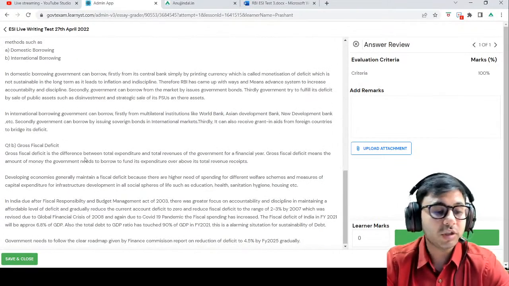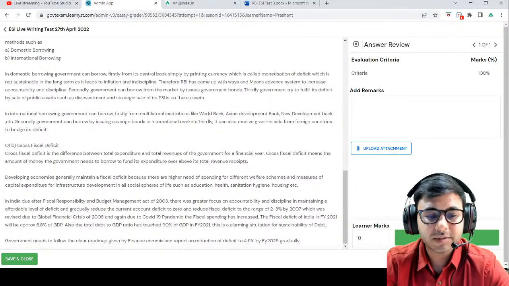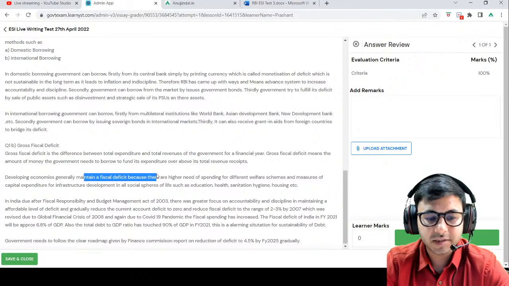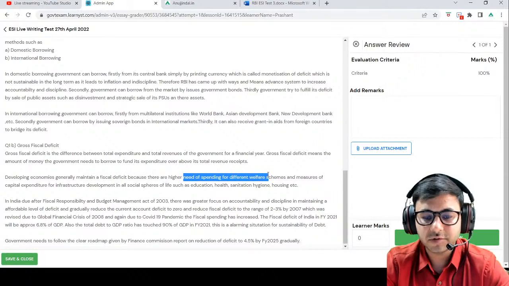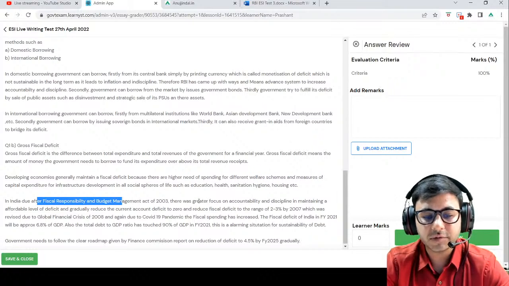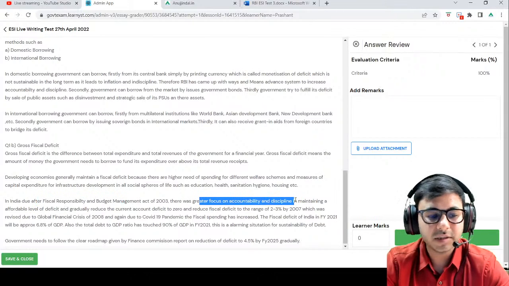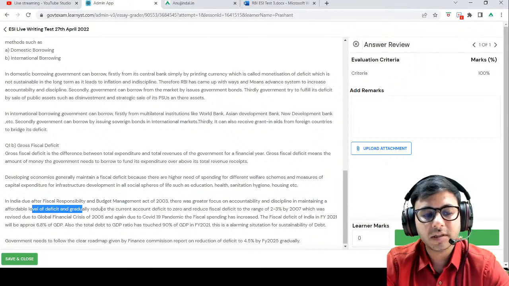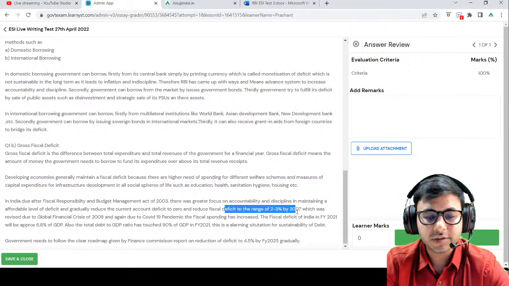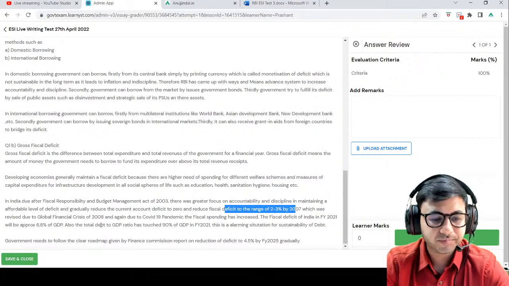ओके, gross fiscal deficit, difference between total expenditure and total revenues, means the amount of money the government needs to borrow and to fund its expenditure. Developing economies generally maintain a fiscal deficit because there are higher needs of spending for different welfare schemes. Perfect. In India, due to FRBM, there was greater focus on accountability and discipline in maintaining an affordable level of deficit and gradually reduce current account deficit to zero and reduce fiscal deficit to 2 to 3%. Okay.